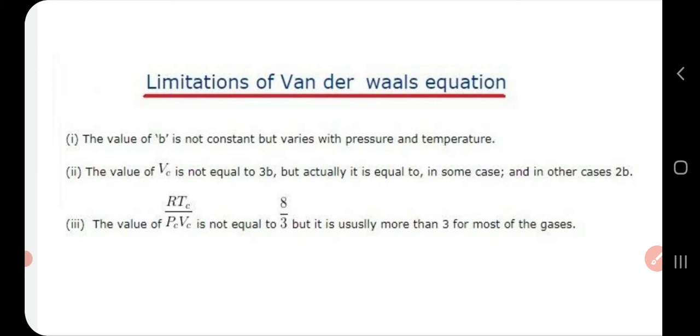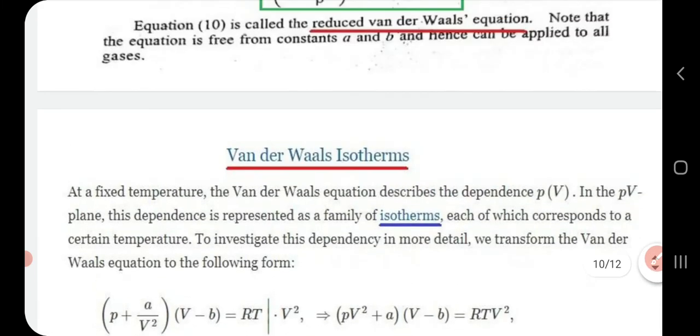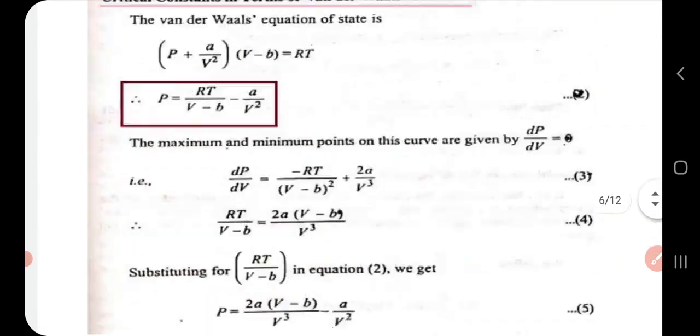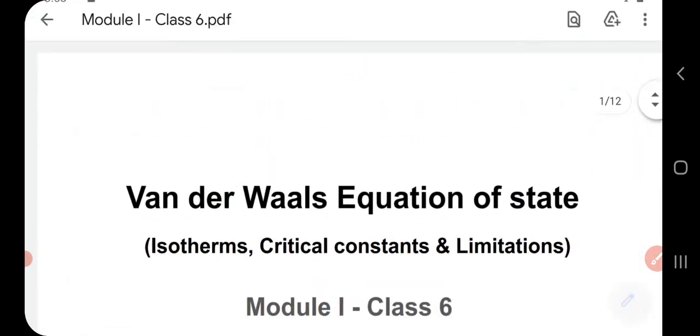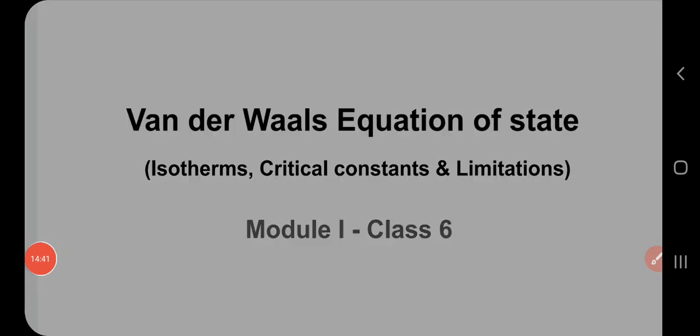So this session as a whole, that is the van der Waals equation, the reduced van der Waals equation, the relation between critical constants and van der Waals constants, the van der Waals isotherms, and the limitations of the van der Waals equation, all these are very important. So please give due importance to this session while you study. Okay, so for today this is enough. Thank you.